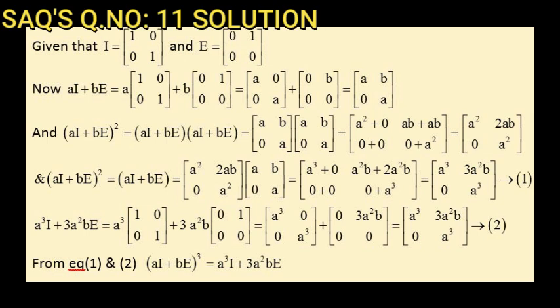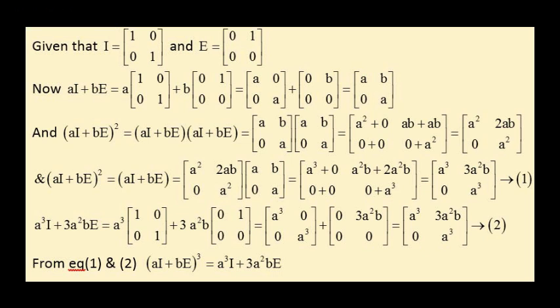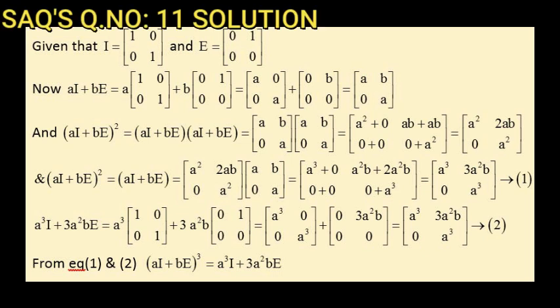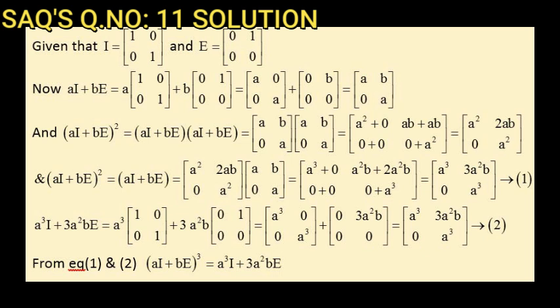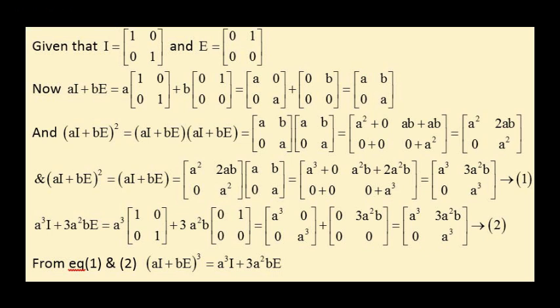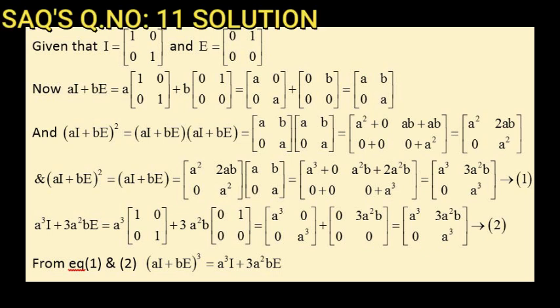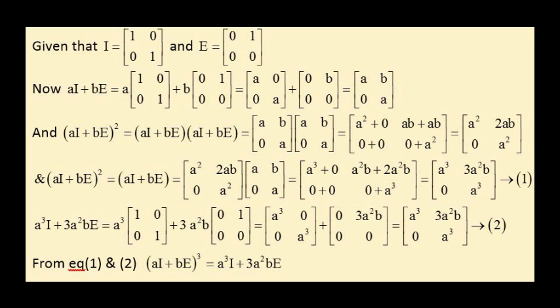That is equal to a plus 0. Corresponding elements means first row first element of the first matrix with first row first element of the second matrix. Here the first matrix first element is a. In the second matrix the first element is 0. Therefore a plus 0, a. Next 0 plus b, b. 0 plus 0, 0. a plus 0, a.